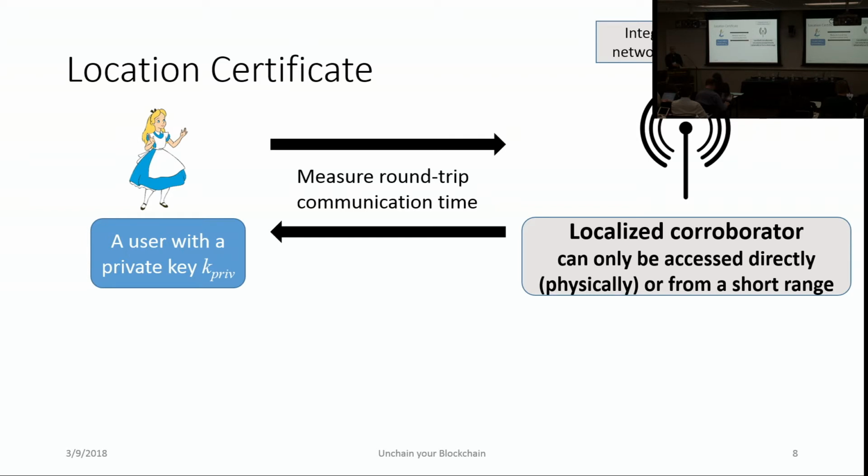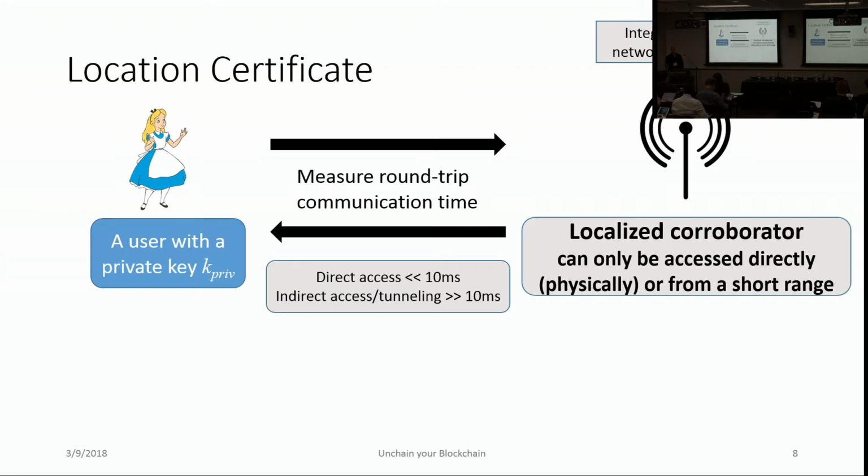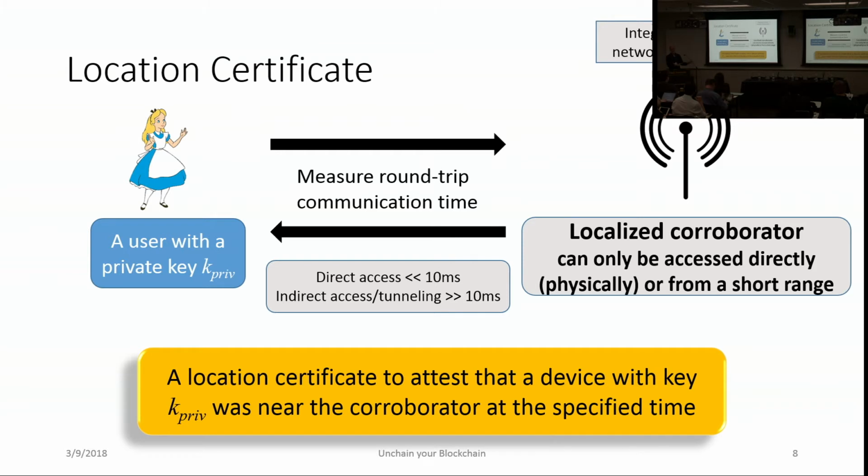Once you have that, we can measure the round trip between Alice and that corroborator, right? Direct access is, according to our measurements, usually a few milliseconds, versus indirect access, if you want, for example, to tunnel the key to a remote user, that would take you dozens of milliseconds or much more, right? So you can clearly distinguish between direct access and indirect access, and once you do that, you can issue a certificate that attests that someone with the key K was at the location of the corroborator or really near the corroborator at the time of the certificate.